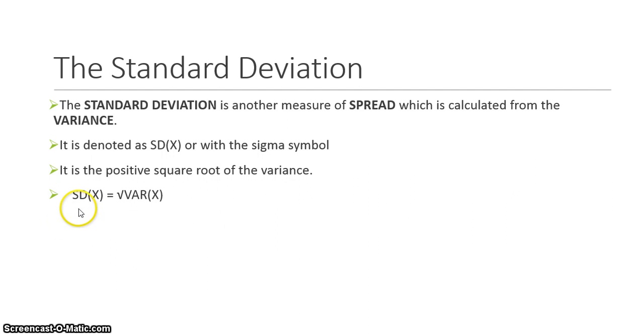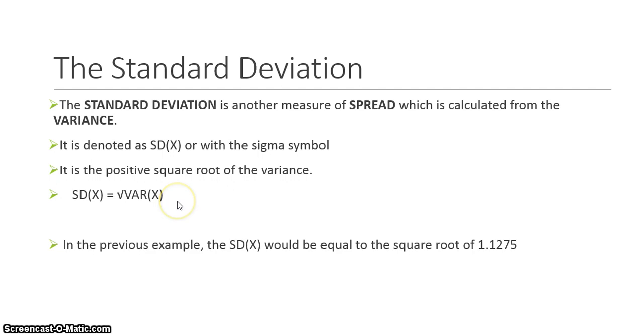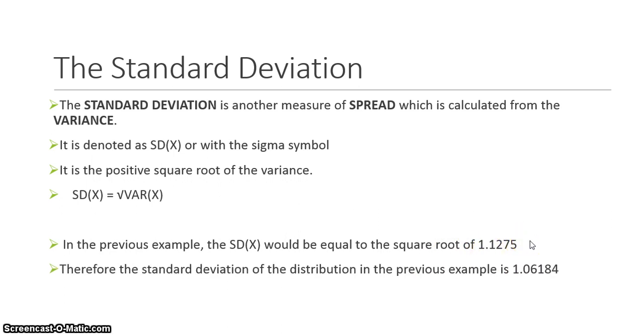So it's written like this: the standard deviation of x is equal to the square root of the variance of x. In the previous example, the standard deviation of x would be equal to the square root of 1.1275. And therefore, the standard deviation of the distribution in the previous example is 1.06184.